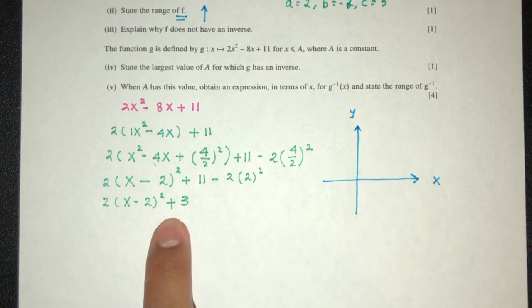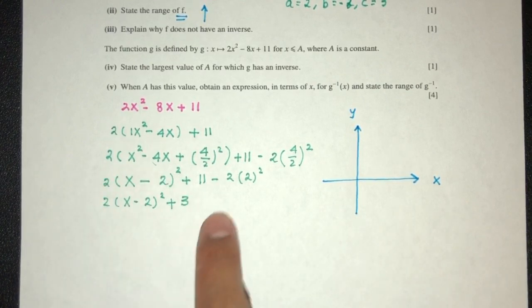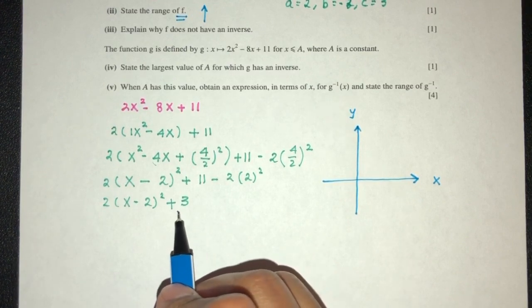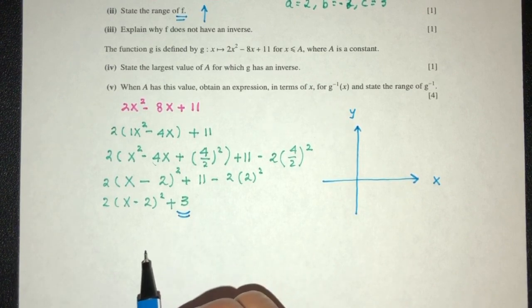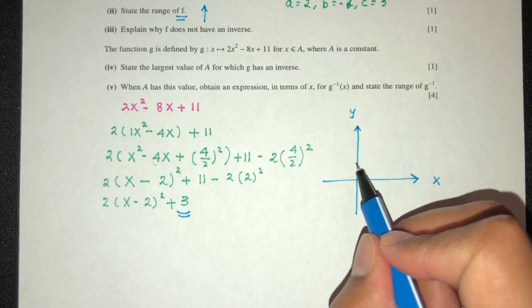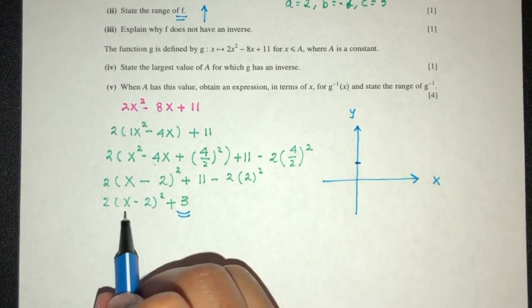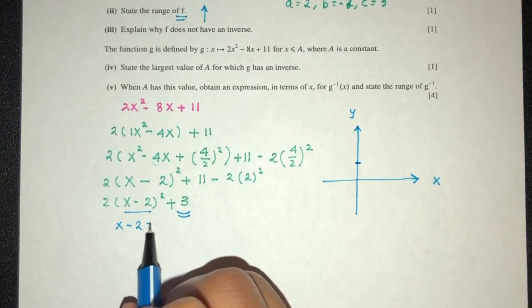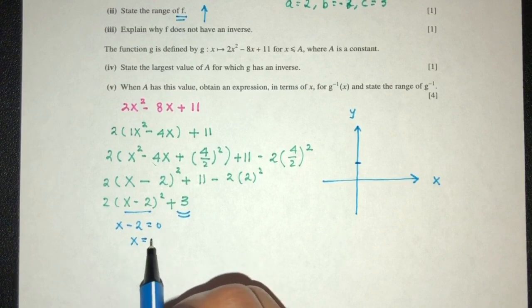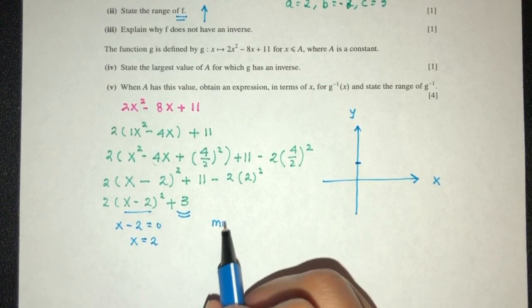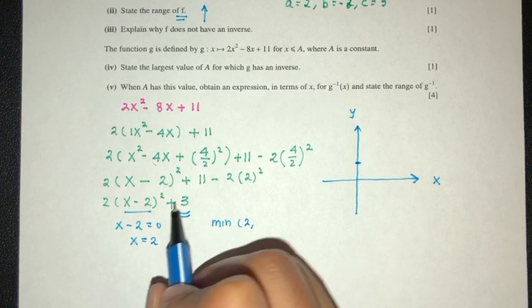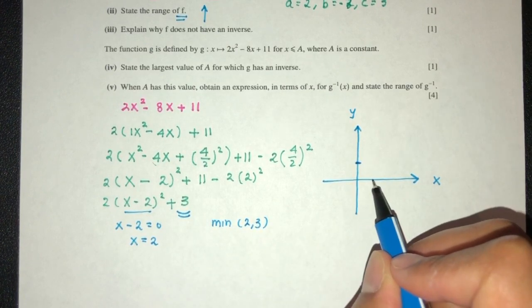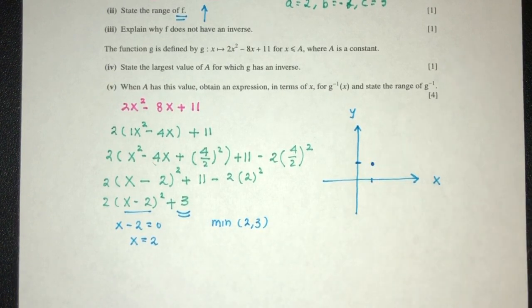Now looking at this, I know I can use this to find the minimum point of the curve. The value at the end will be the minimum y value. So at the value of y = 3, which is when this is equal to 0, at x equal to 2, my minimum point is actually (2, 3). So (2, 3), let's say it is right here. This point right here will be my minimum point.